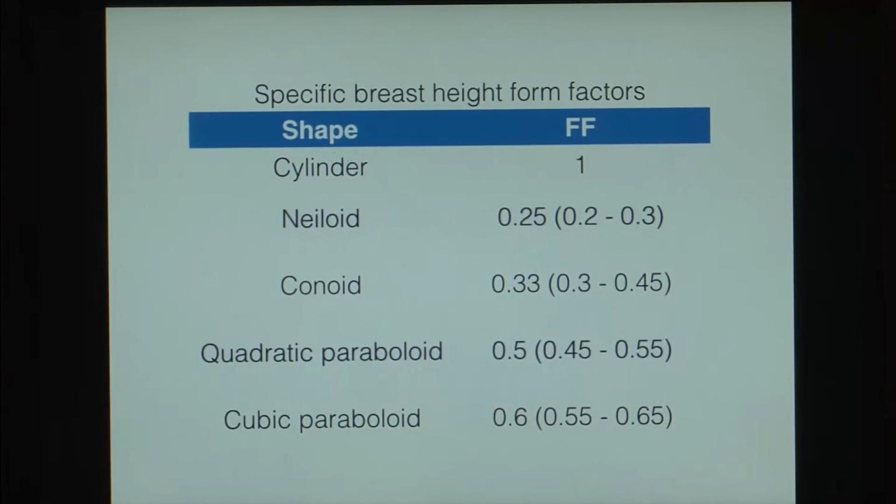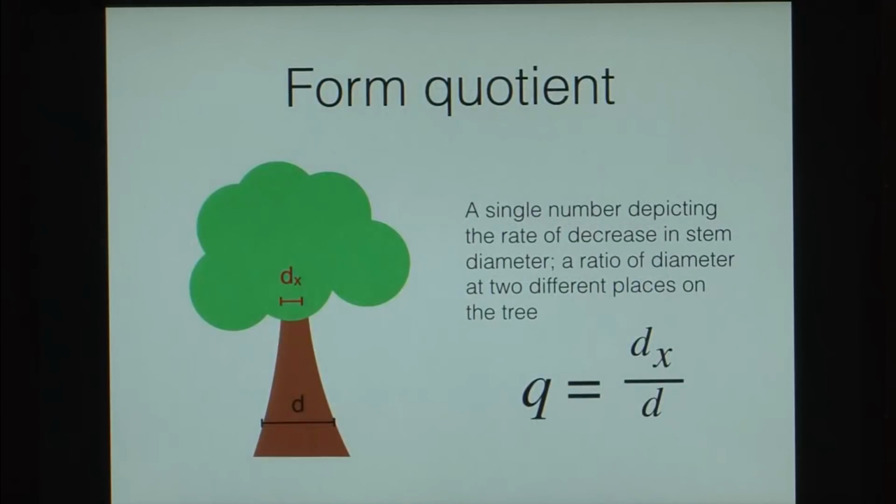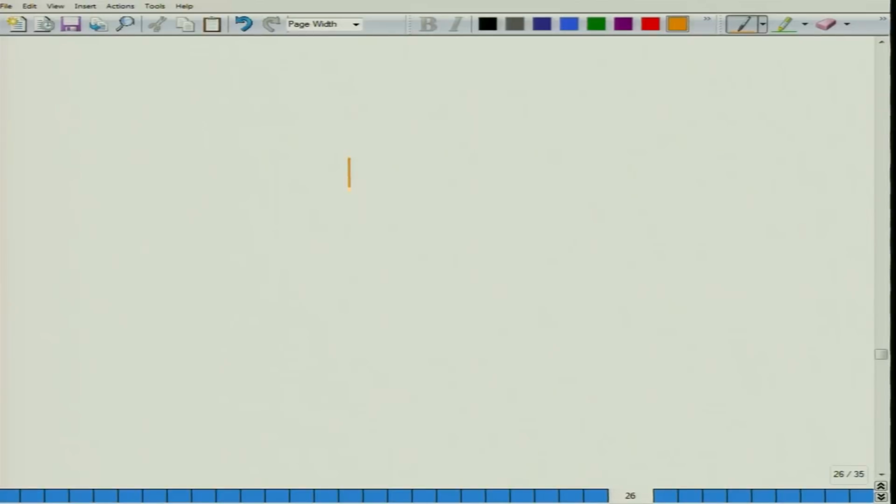So, after the form factor, we now come to form quotients. A form quotient is defined as a ratio of diameter at two different places on the tree. So, it is a single number that depicts the rate of decrease in the stem diameter, or a ratio of diameter at two different places on the tree. So, now let us draw a tree.